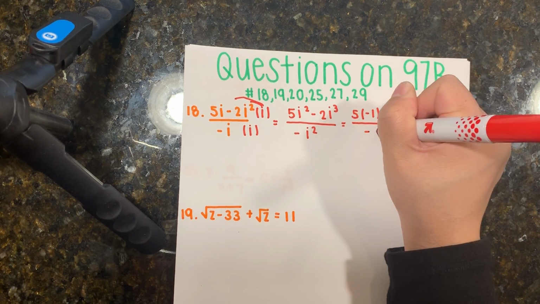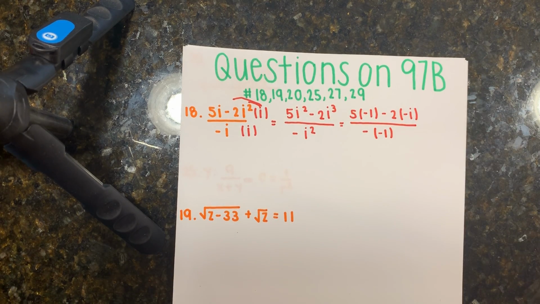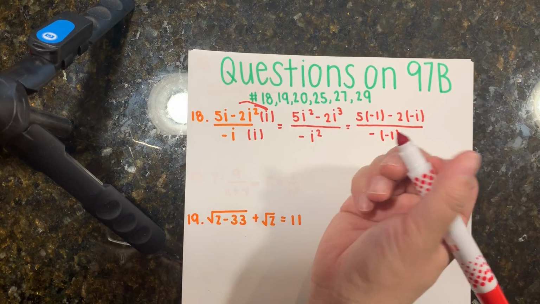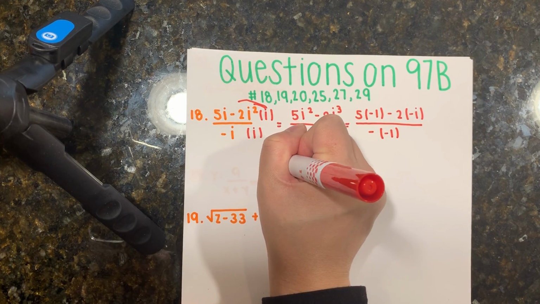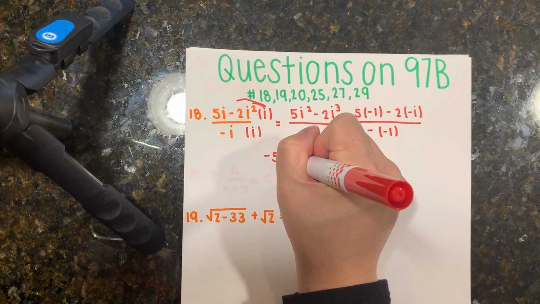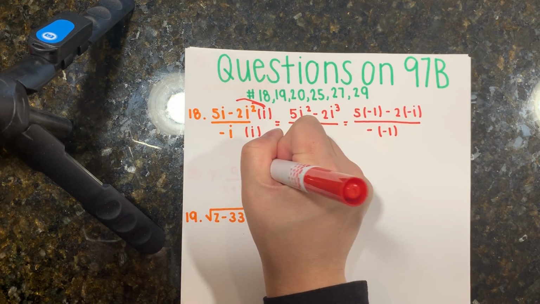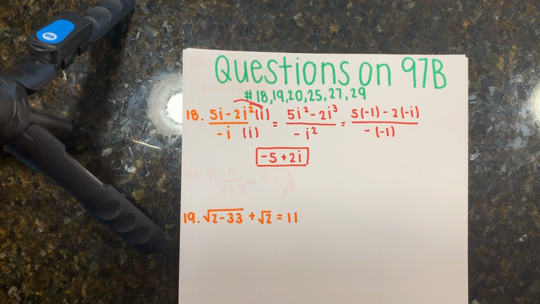And again, i squared is going to be negative 1, so the two negatives make a positive. I multiply 5 times negative 1, which would be negative 5. Negative 2 times negative i would be plus 2i. And that's your result.